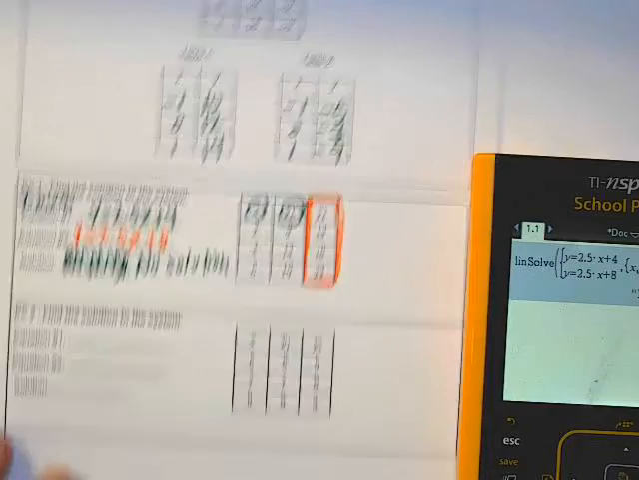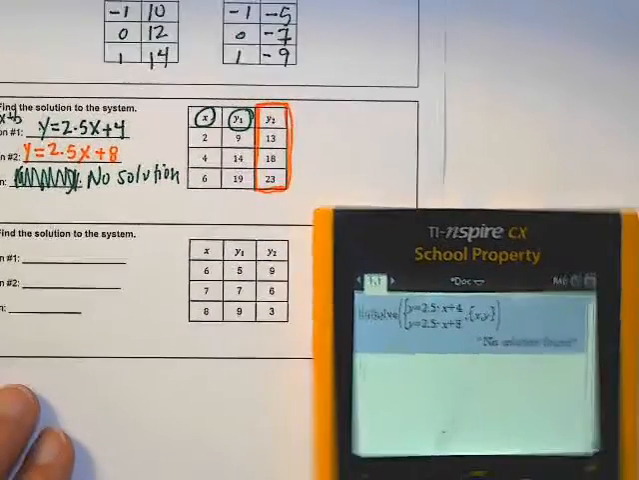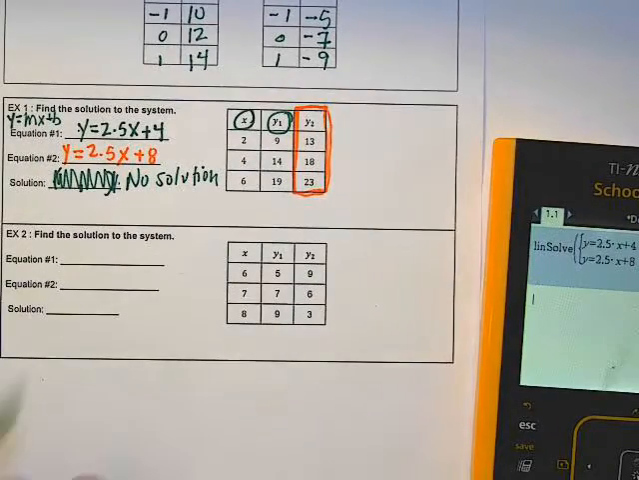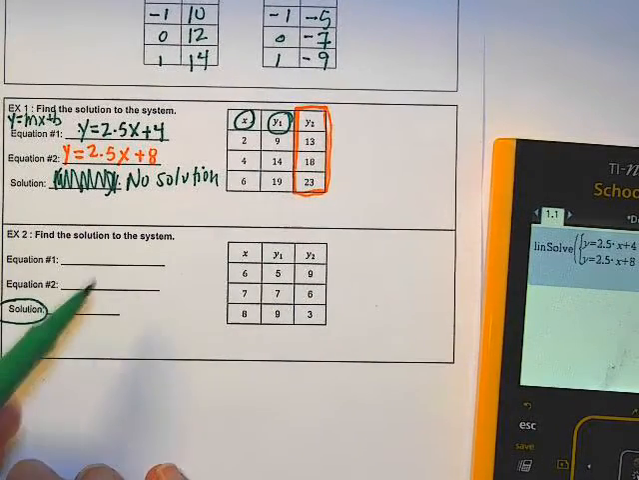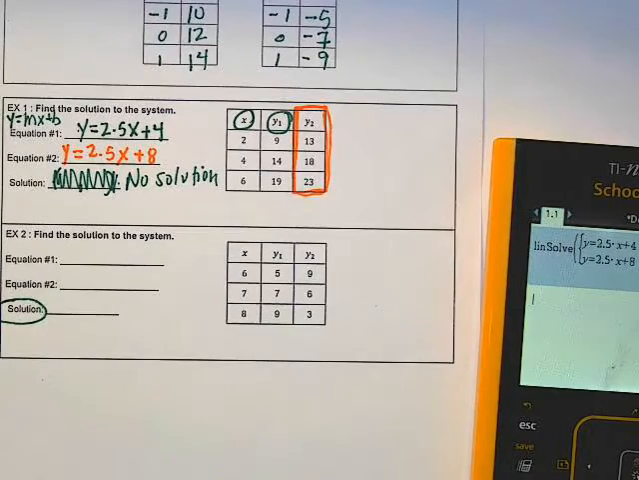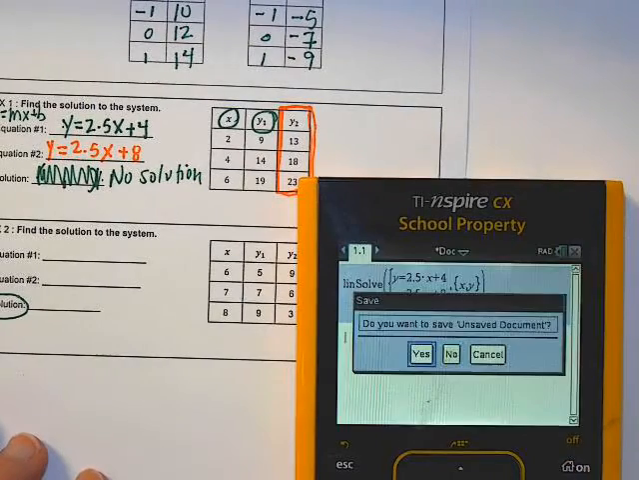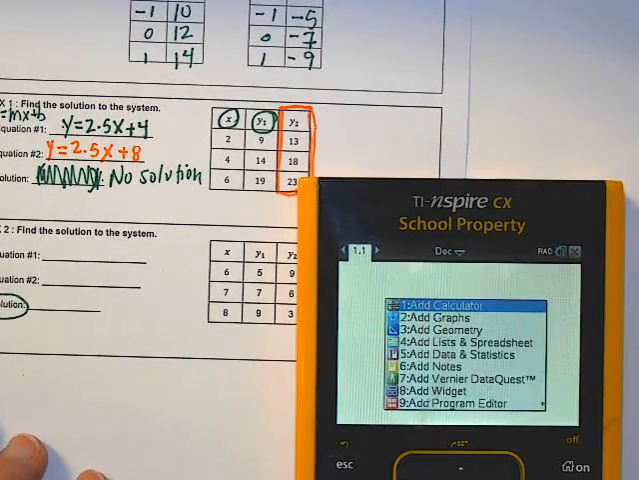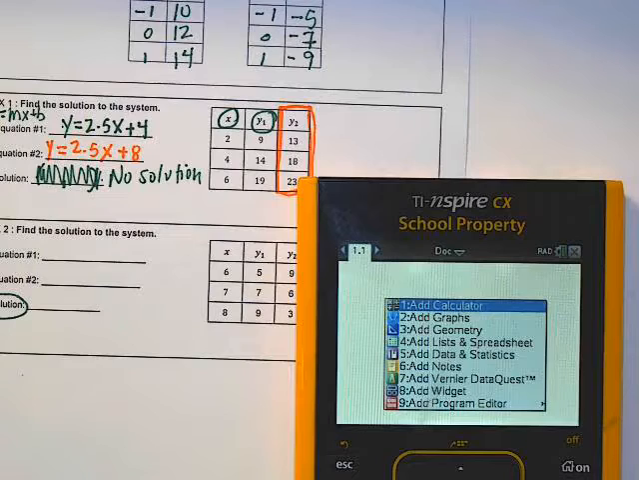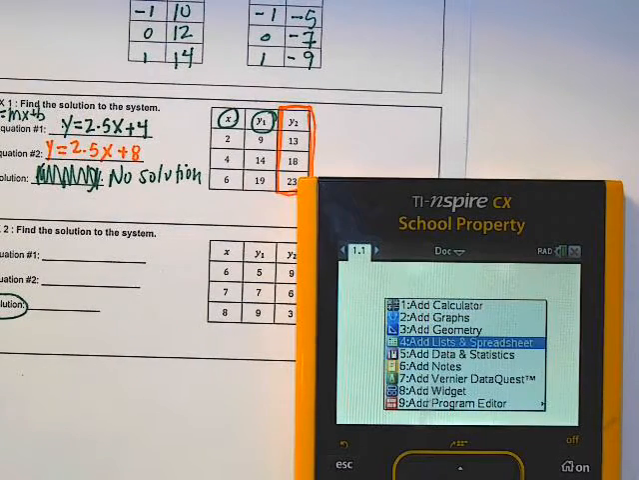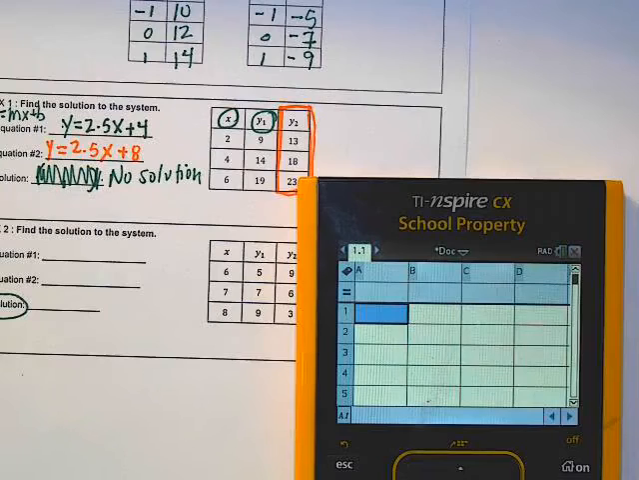Okay? Example 2. My goal is to find the solution. In order to know the solution, I have to have 2 equations. So how do I find equations from tables? List and spreadsheets. Okay, so I'm going to go to list and spreadsheets, number 4. Everybody do it with me.